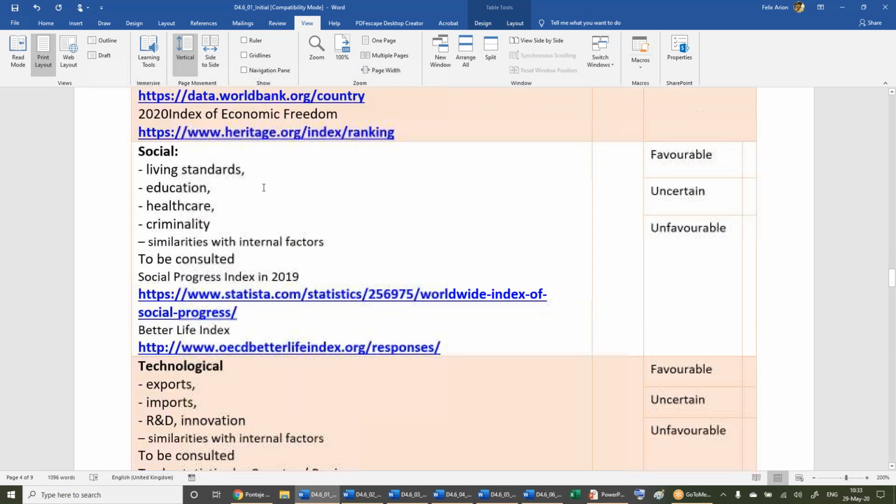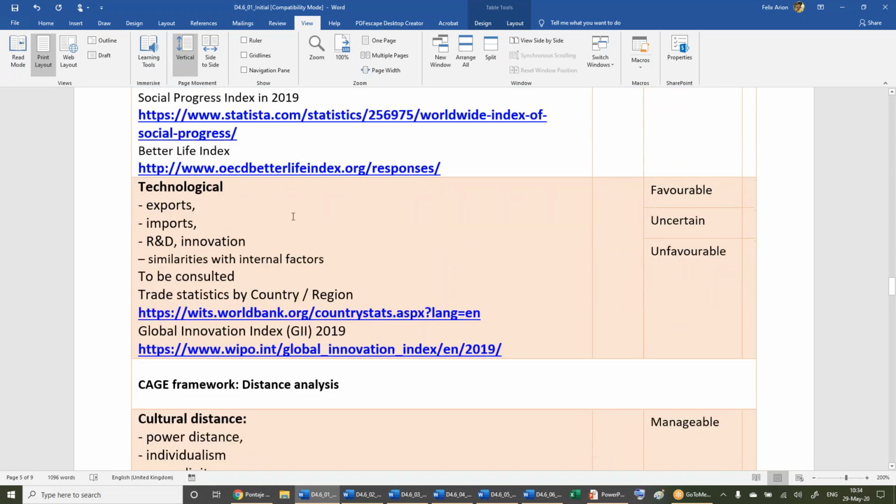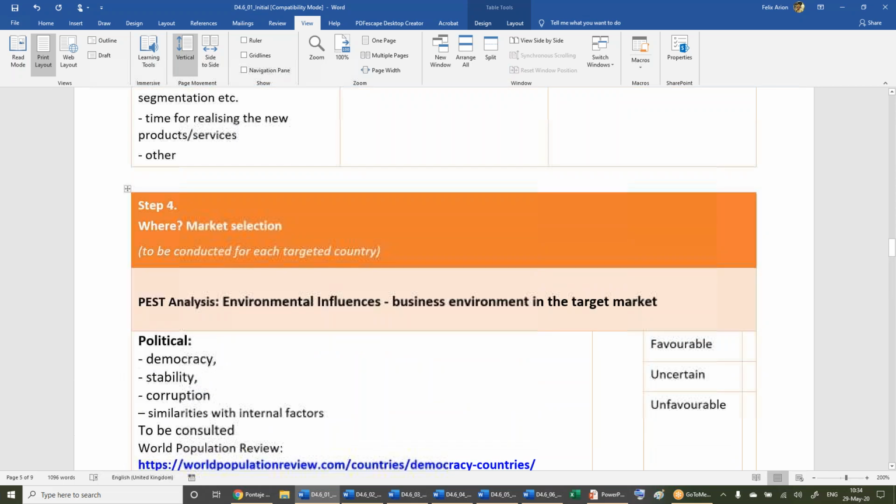How is your perception of those elements in social, where we are talking about healthcare, criminality? Of course, depending on the solutions that you are providing for the market, your products and your services, those elements or your appreciations of them could be totally different. Technological, it's actually physical things that can help you or make you wonder if an internal market is favorable, uncertain, or not favorable for you, like how the export goes, how big imports are, how is the research and development, how is the innovation. Well, that's just PEST analysis.